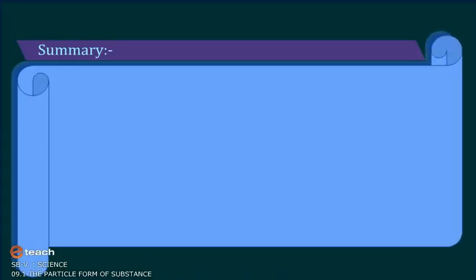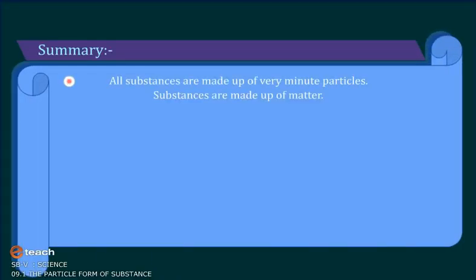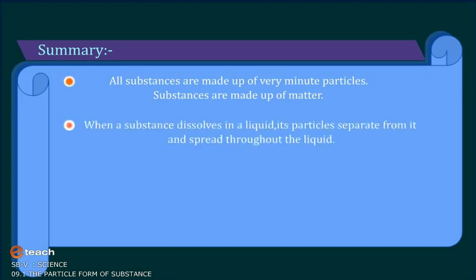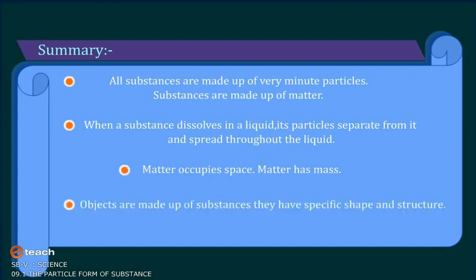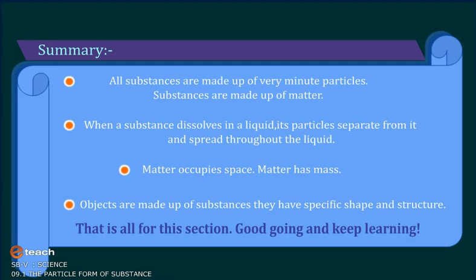Summary. All substances are made up of very minute particles. Substances are made up of matter. When a substance dissolves in a liquid, its particles separate from it and spread throughout the liquid. Matter occupies space and matter has mass. Objects are made up of substances. They have a specific shape and structure.